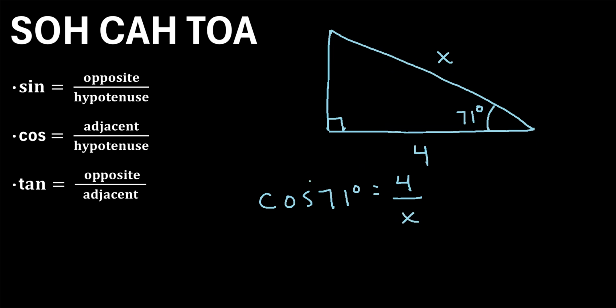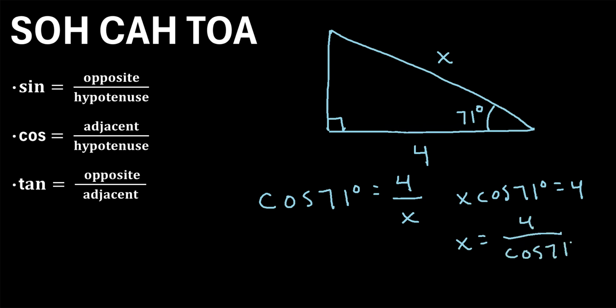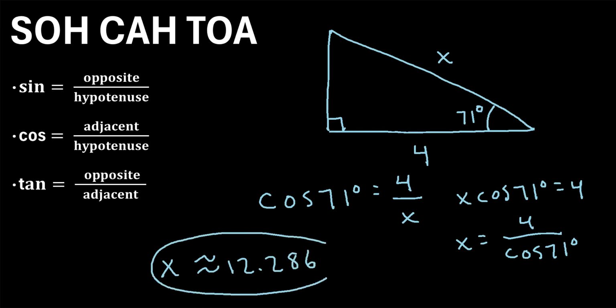So to solve for x, we can multiply both sides by x. So we get x times the cosine of 71 degrees is equal to 4. And to solve for x, we just need to divide both sides by the cosine of 71 degrees. So we get x is equal to 4 divided by the cosine of 71 degrees. If you punch that into a calculator, you find that x is equal to about 12.286. So that is the side length of x.